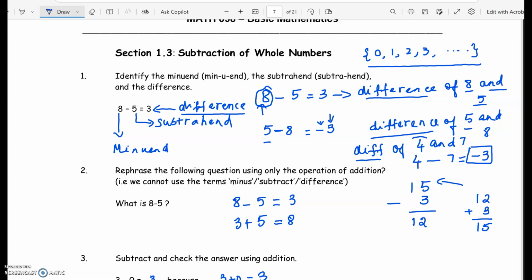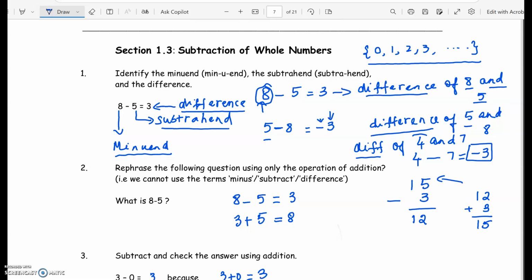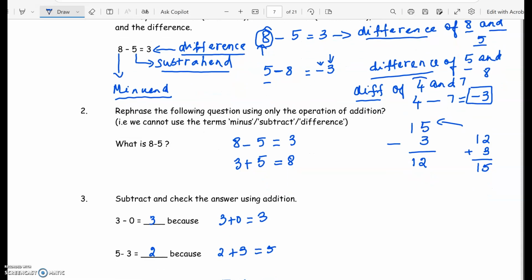And then, of course, if you subtract 5 from 8, which means 8 minus 5, then 8 is called the minuend and 5 is called the subtrahend. Now, 8 minus 5 is equal to 3. And how do you check if that is correct? Add 3 to 5. And then you get 8, which is the number that you started with.